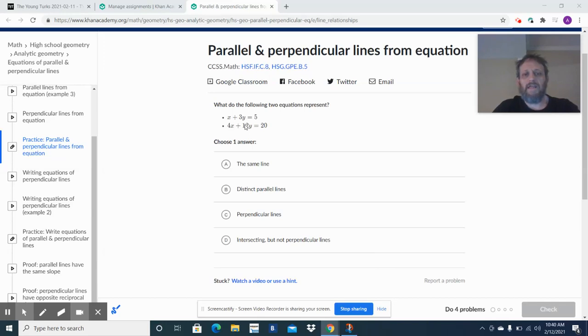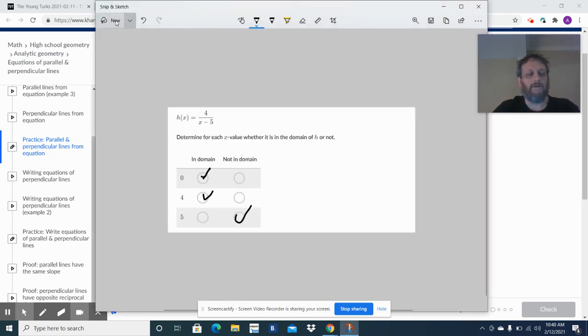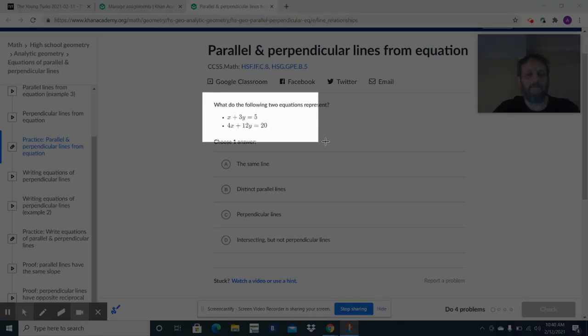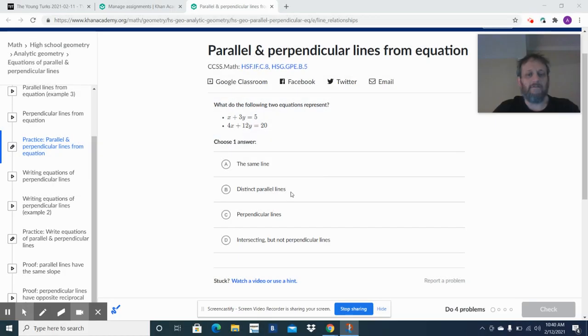All right, last one of the day, parallel and perpendicular lines from equation. They want to know if these lines are the same line, parallel lines, perpendicular lines, or just normal intersecting lines. How do we know? Well, let's take a look at the equations.